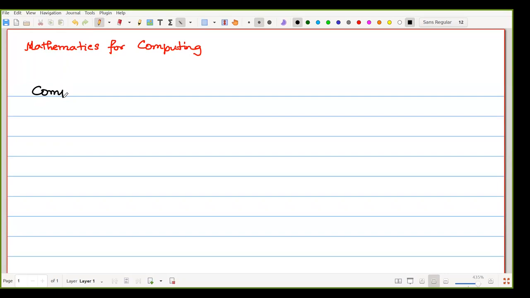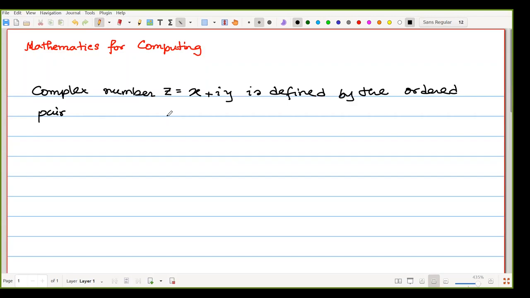Any complex number, suppose we have z is equal to x plus iy. Now, it can be defined by the ordered pair, which ordered pair? That is x comma y of the real numbers x and y. What is happening here?